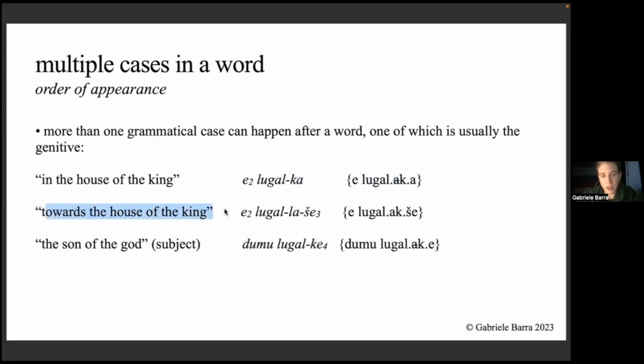Now, "towards the house of the king," same thing. House of the king remains the same with the genitive, and then you have the she. In this case, you have the genitive as la, so you repeat the last consonant and then you have an a, and then you have the terminative she. We usually use she 3. So nothing too complicated about this. And here, again, "the son of the god," ergative subject, dumu lugal, son and king. Oh, this shouldn't be lugal, this should be dinger. So the sentence is "son of the king," I forgot to change it. So the son of the king: dumu lugal ak, and then the e.